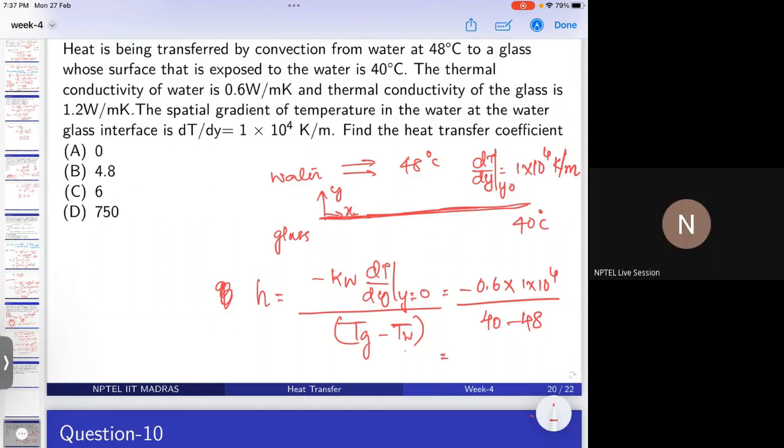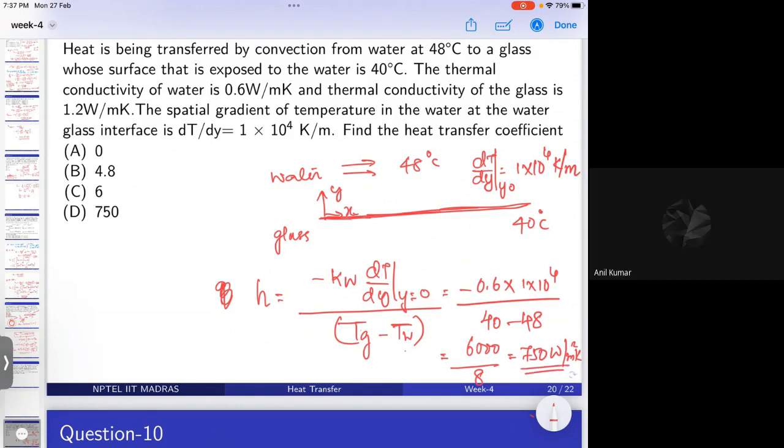What is this answer? It is around 6,000 divided by 8. So it will be 750.